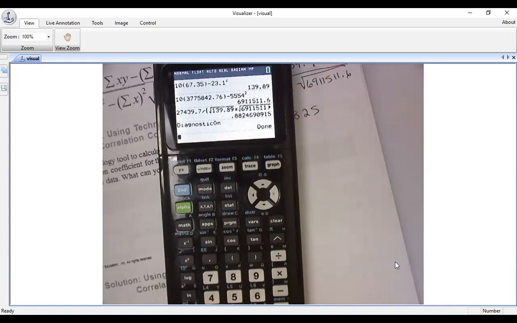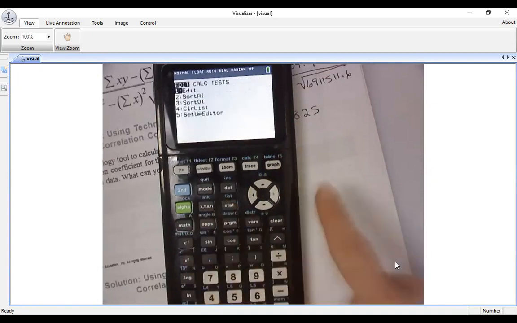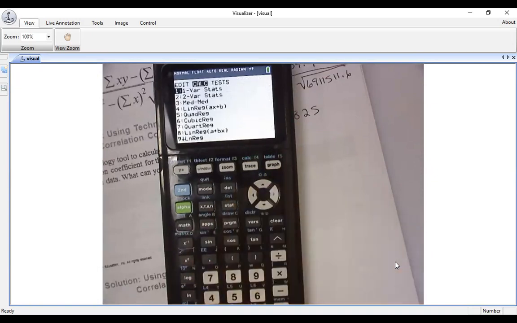Okay, where do you go to get that? Stat. We go to stat, we go to calc, and which one do we choose? Number 4 would give us a linear regression. So I'm going to hit enter, enter. Now, if you have this operating system, it says store regression equation. If you have an older one, it came up with LIN, REG, AX plus B, and it's blinking at you.